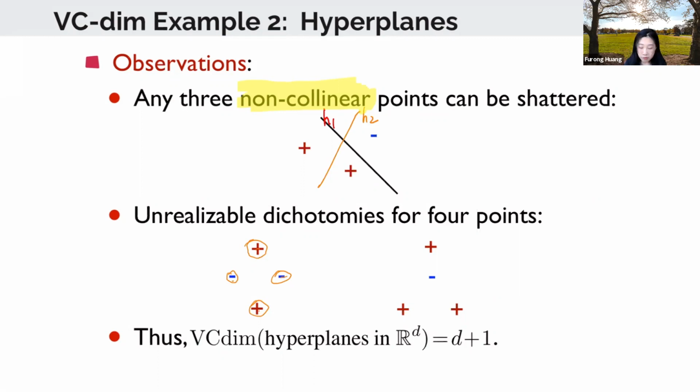Actually, if you think about it more carefully, for any hyperplane in a d-dimensional space, the VC dimension is going to be d plus 1. So in a 2-dimensional space, it's going to be 3. Okay.